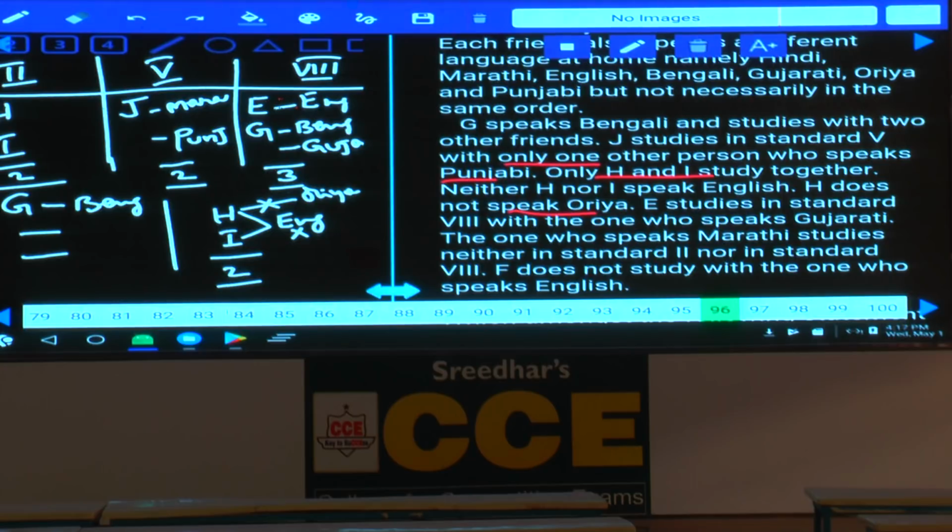F cannot be in standard 8. As F cannot be in standard 8, hence F must be in standard 5. Then who is the person left over here? E, F, G, H, I, J, and K, K is the person left over, isn't it? Hence K must speak Gujarati. H cannot speak Oriya, hence I must speak Oriya. If I speaks Oriya, then H speaks Hindi. This is how these 7 persons studying in 3 different classes speak 7 different languages.